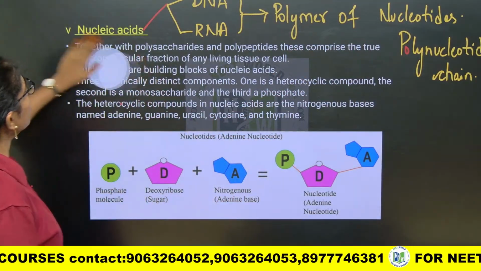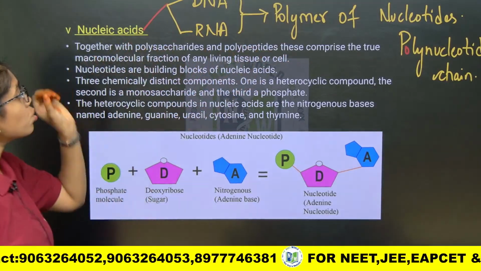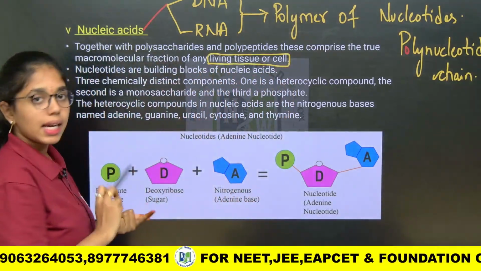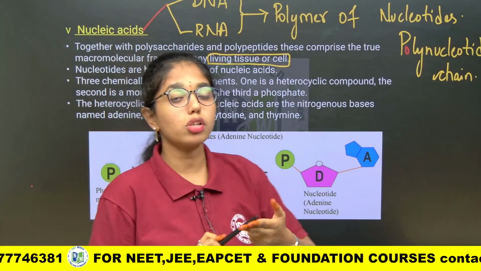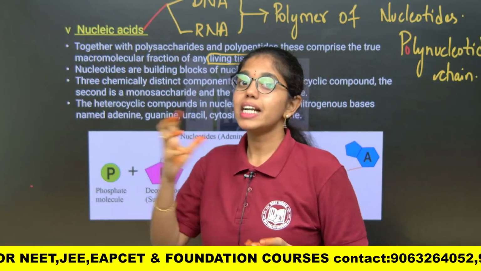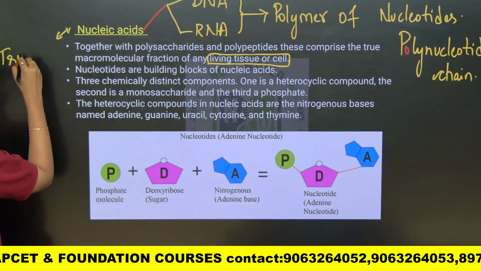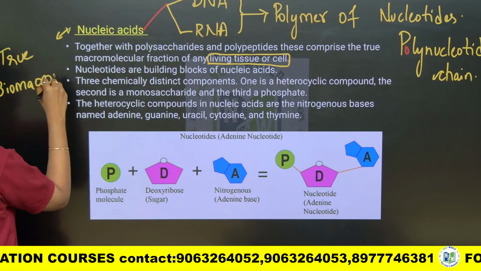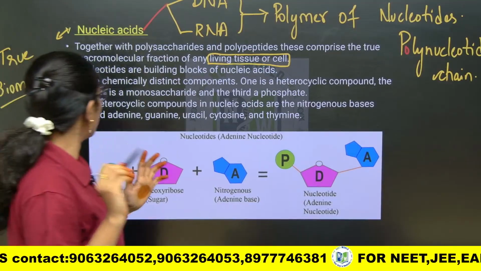Clear? Here you look into, together with polysaccharides and polypeptides, these comprise the true macromolecular fraction of any living tissue or cell, okay. Along with polysaccharides and proteins, nucleic acids are also true biomacromolecules that land on the acid insoluble pool. Macromolecules that land on acid insoluble pool.